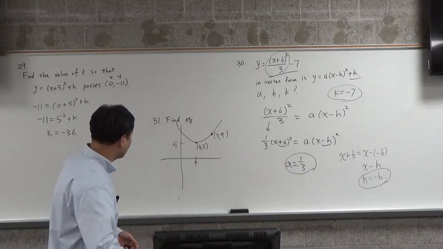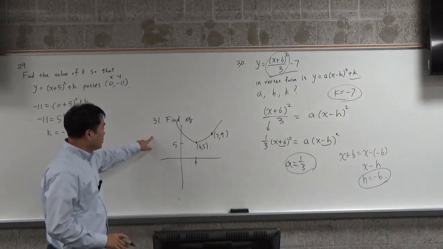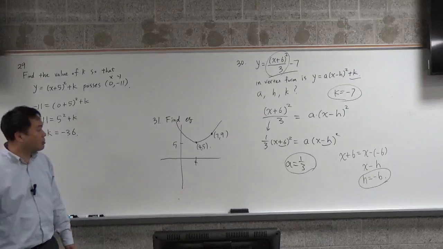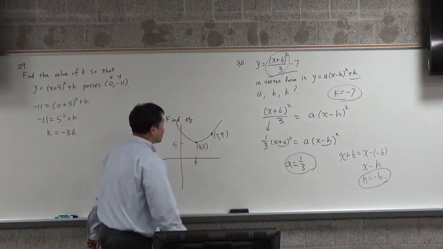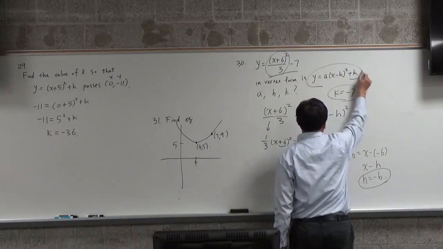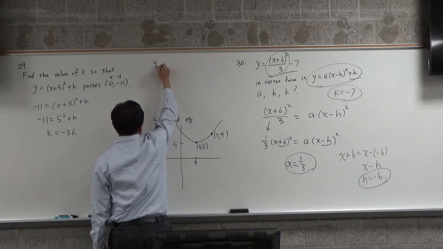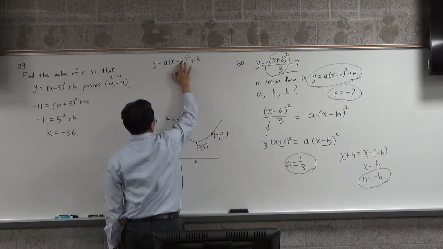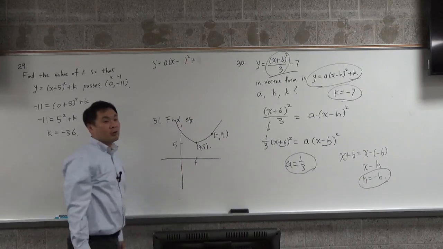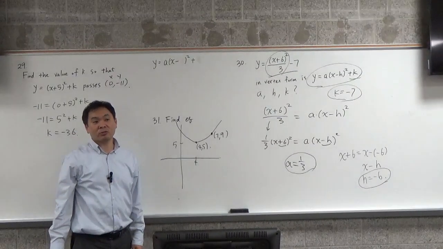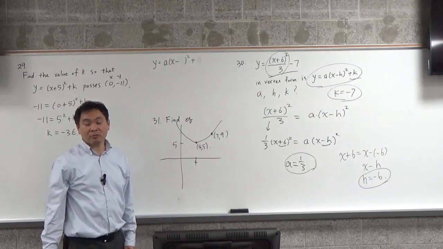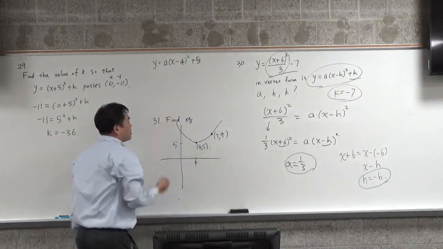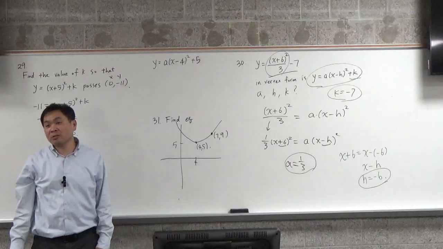Next one is, okay, here we have a parabola, and the question is to find the equation of the parabola. Again, you have to start with the vertex form. Okay. So you write down the vertex form of the parabola. But what's h and what's k? According to this picture, where's the vertex? (4, 5). So h must be 4, k must be 5. Then it leaves this unknown a. A is the only thing that we have to figure out.